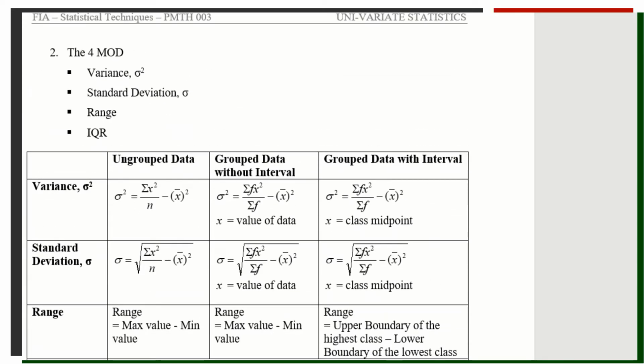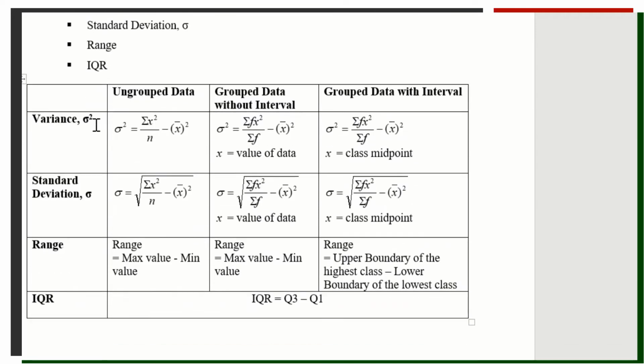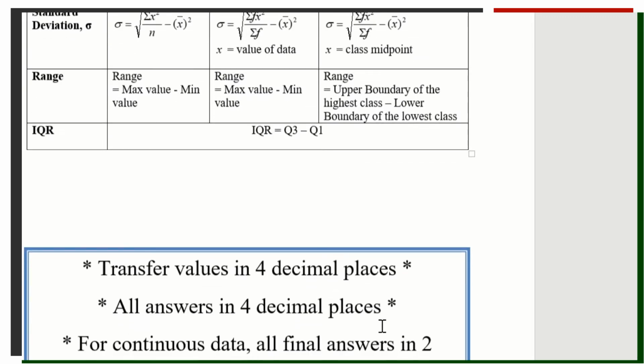The 4 measures of MOD, we have done this before. All these formulas you have seen in semester 2 already. This is nothing new to you. This is for ungrouped data, group data without intervals, and group data with intervals. You have done this already, so this shouldn't be a problem. How to calculate, how to plug in the values, you should know. The only new thing for semester 3 is you are now going to use your calculators.